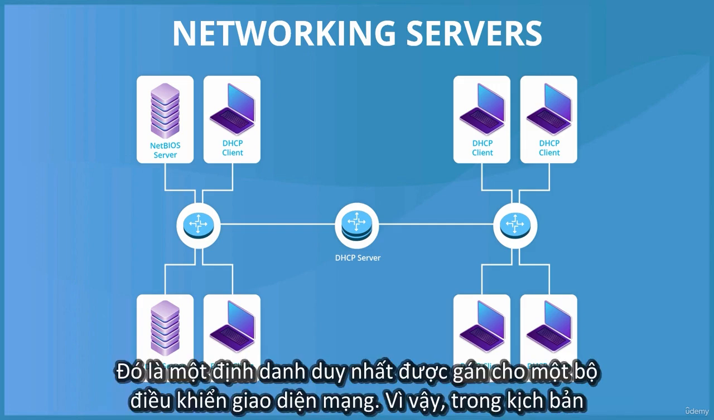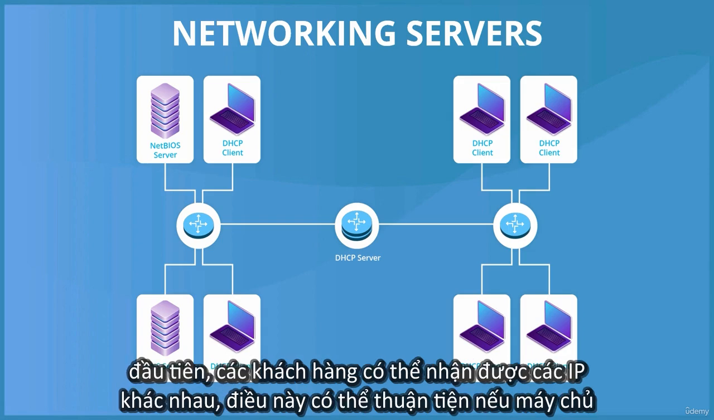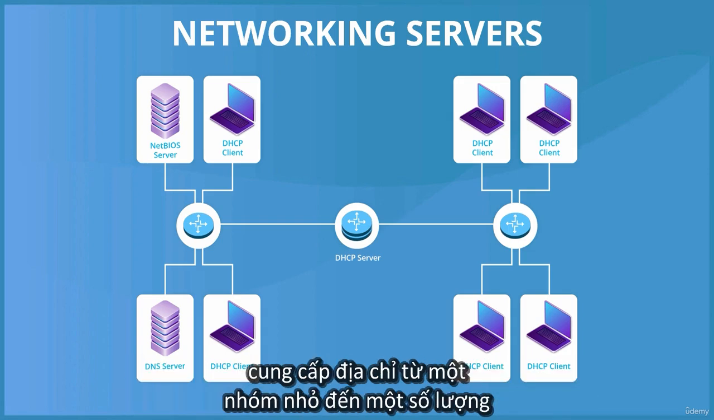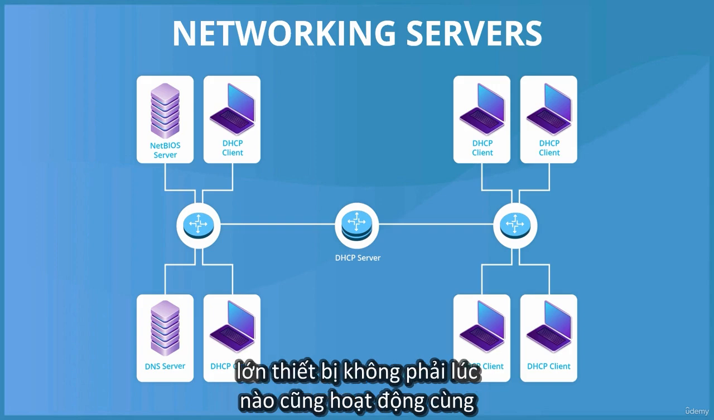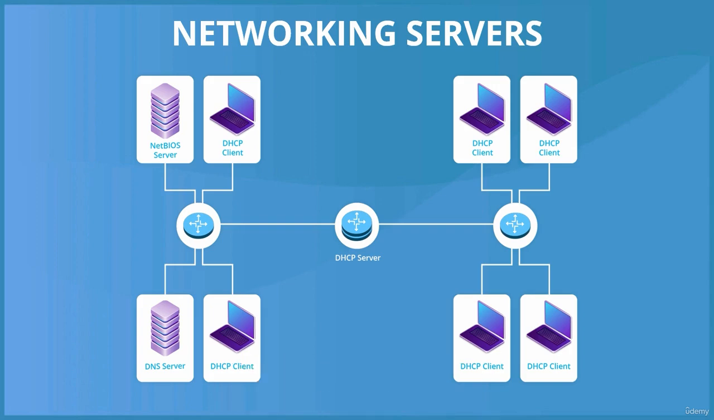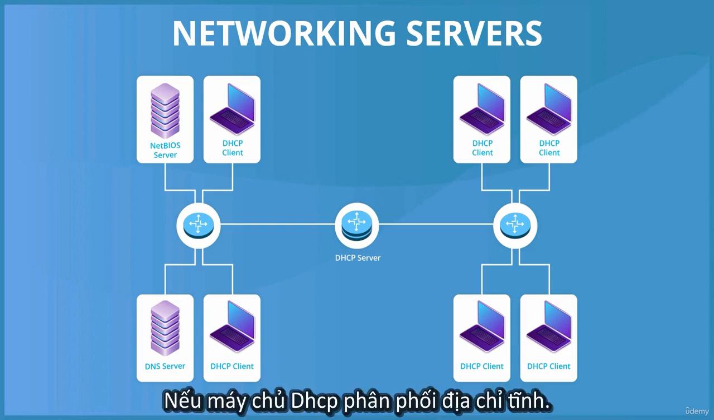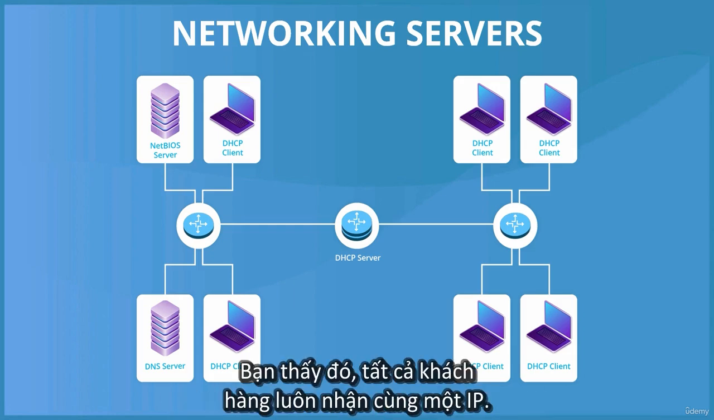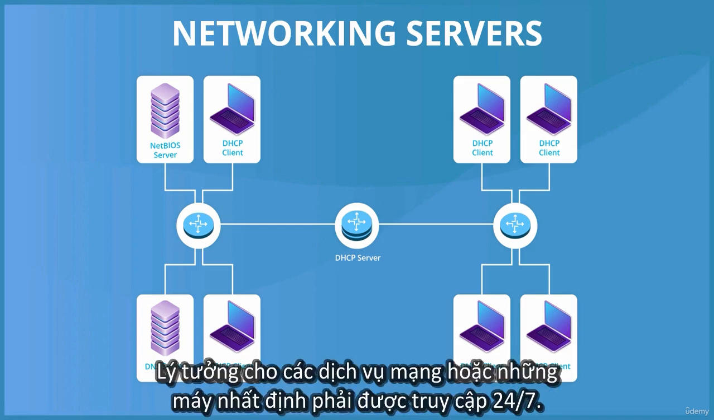So in the first scenario, the clients can get different IPs, which can be convenient if the server hands out addresses from a small pool to a large number of devices that are not always active at the same time. If the DHCP server distributes static addresses, all clients always receive the same IP, ideal for network services or certain machines that have to be accessible around the clock.